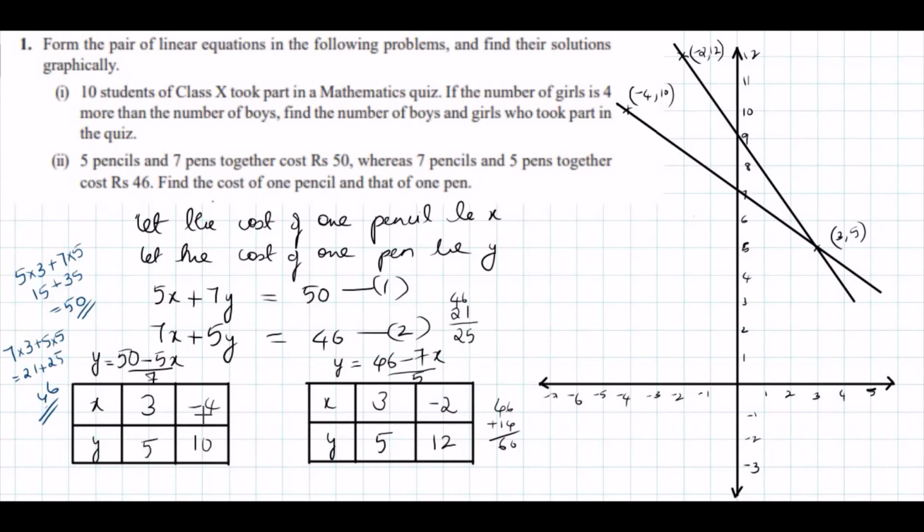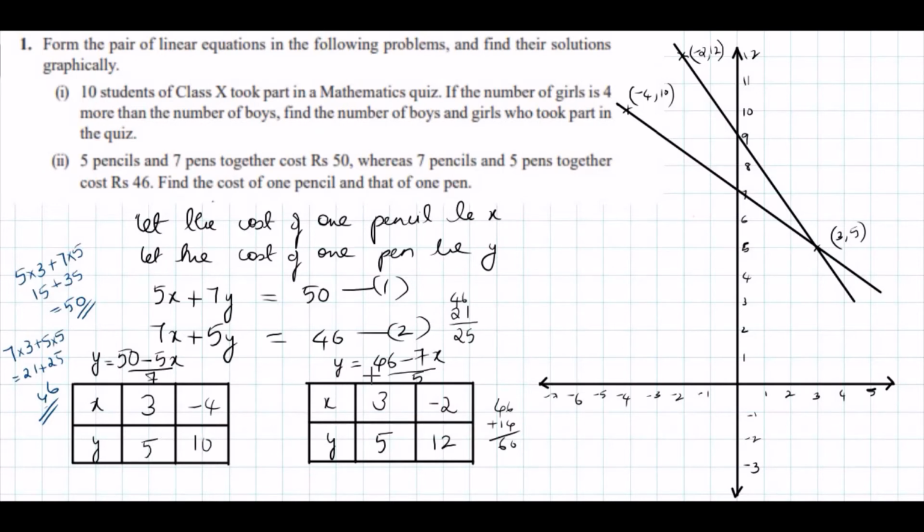Similar way, when you take minus 4 here, it becomes 50 minus 5 into minus 4. Minus 5 into minus 4 is 20. So 50 plus 20 is 70. 70 by 7 is 10. So these are the two solutions that I have taken for x and y.